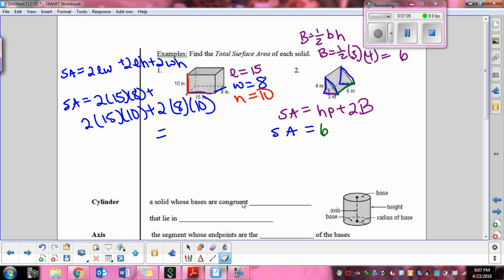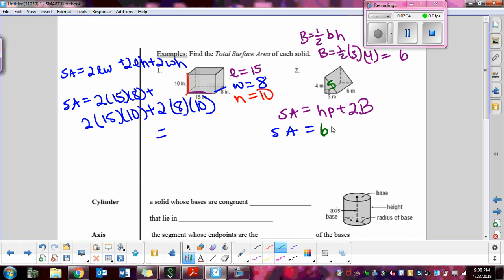In order to do that, I need to use the Pythagorean theorem because I don't really know what this third side is, unless you guys remember what kind of triangle this is. I don't remember what the hypotenuse is. So we're going to have to use a squared plus b squared equals c squared. 3 squared plus 4 squared equals the hypotenuse squared. You guys are going to get 5. When we add this up, this is 5, 9, 12. So the perimeter is 12.